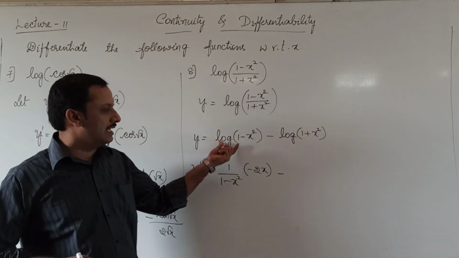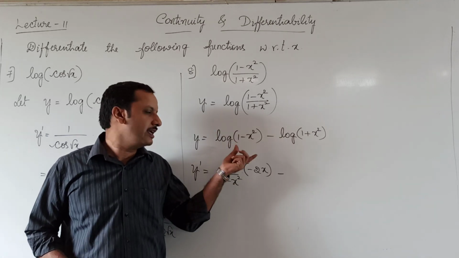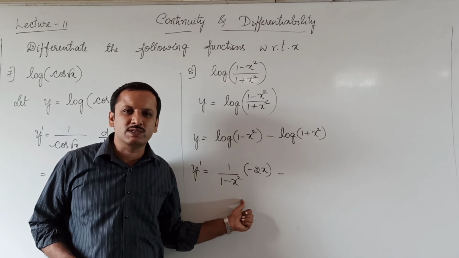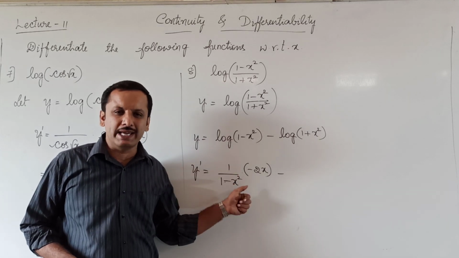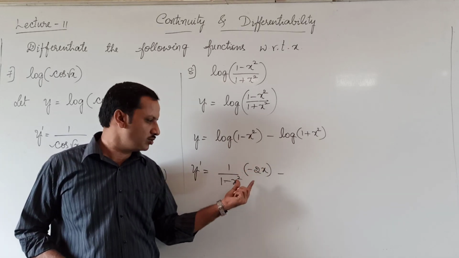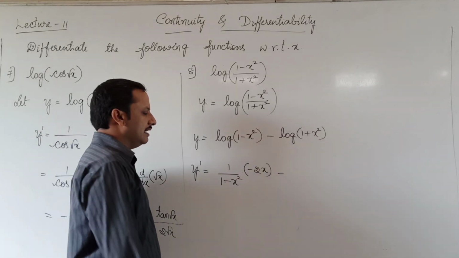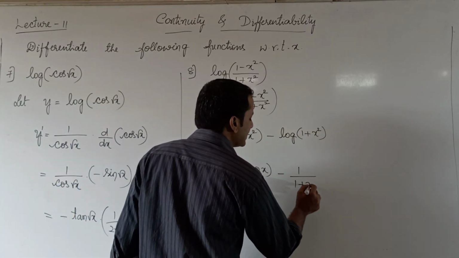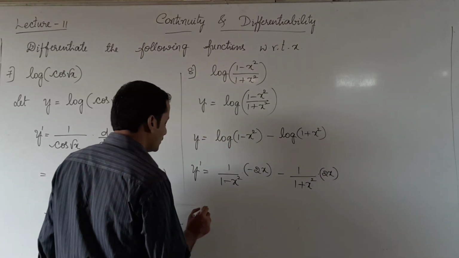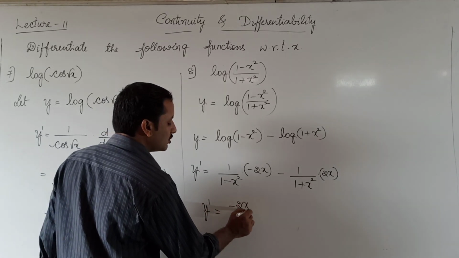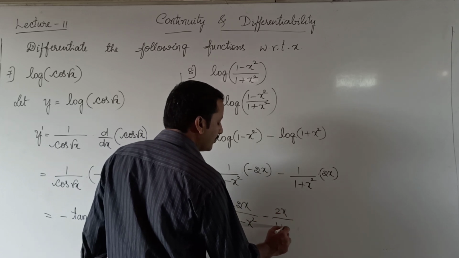I think you have understood. See, the first term is of the form log x. Derivative of log x is 1 by x. So here we have 1 by 1 minus x square into the derivative of 1 minus x square. Derivative of 1 is 0 minus derivative of x square is 2x, so 0 minus 2x, which is minus 2x. Then here we have log 1 plus x square, whose derivative is 1 by 1 plus x square into the derivative of 1 plus x square, which is 2x. So y dash is equal to minus 2x divided by 1 minus x square minus 2x by 1 plus x square.